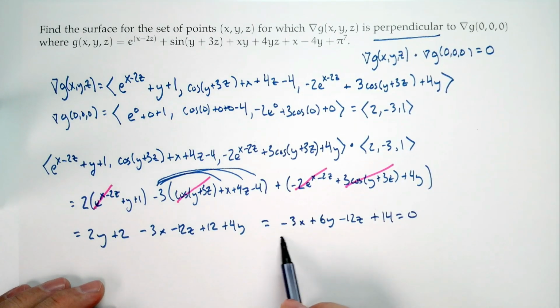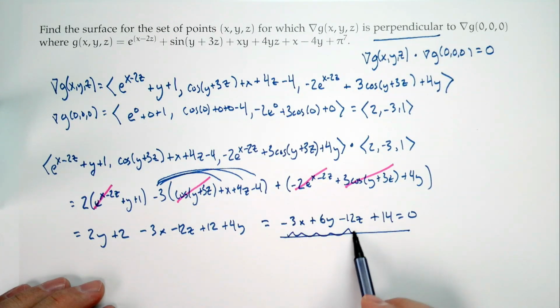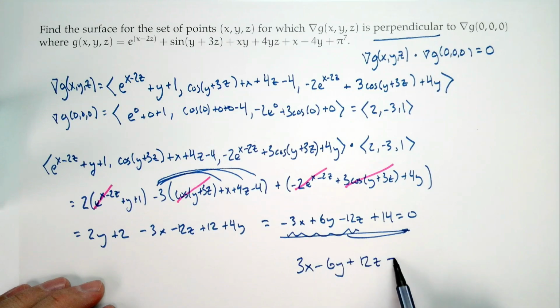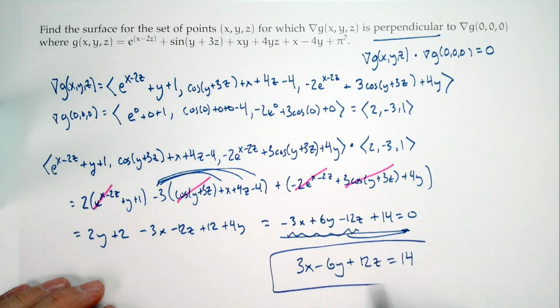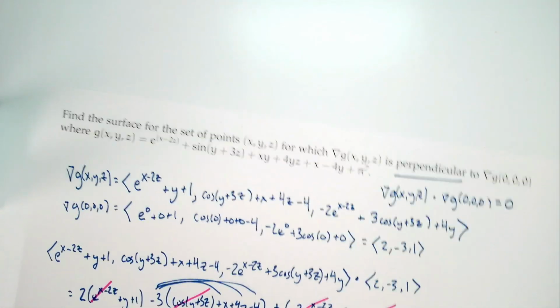And you say, okay, that's something we recognize. In fact, if we move these to the other side, we would end up with 3x minus 6y plus 12z equals 14. So it turns out that all the points where the gradient is perpendicular to the gradient at the origin form a nice plane. That's interesting. Of course, we wouldn't expect that in general, but hey, it's fun when it happens. All right.